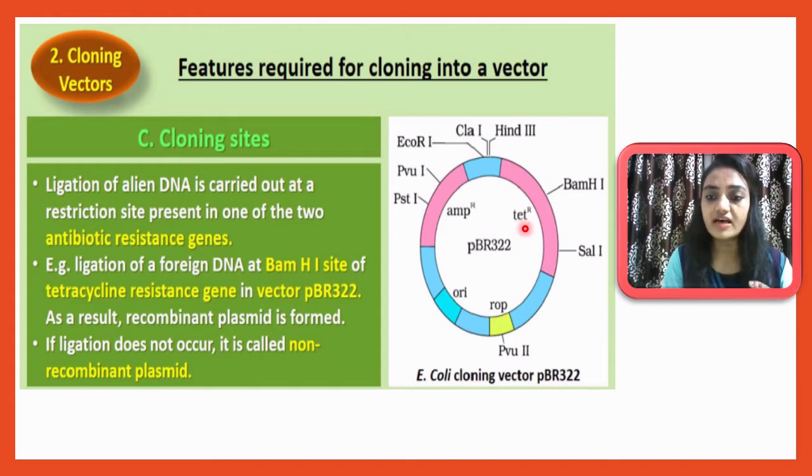As I work with BamHI, on the application of BamHI, the tetracycline resistance gene is no more working, and that's why there is ligation of a foreign DNA at the BamHI site of the tetracycline resistance gene in the vector pBR322. As a result, a recombinant plasmid will be formed. Finally we are getting the recombinant plasmid. If ligation does not occur, it is called a non-recombinant plasmid. Suppose I am adding here the alien DNA fragment, if recombination occurs, then I can say this is the recombinant plasmid.